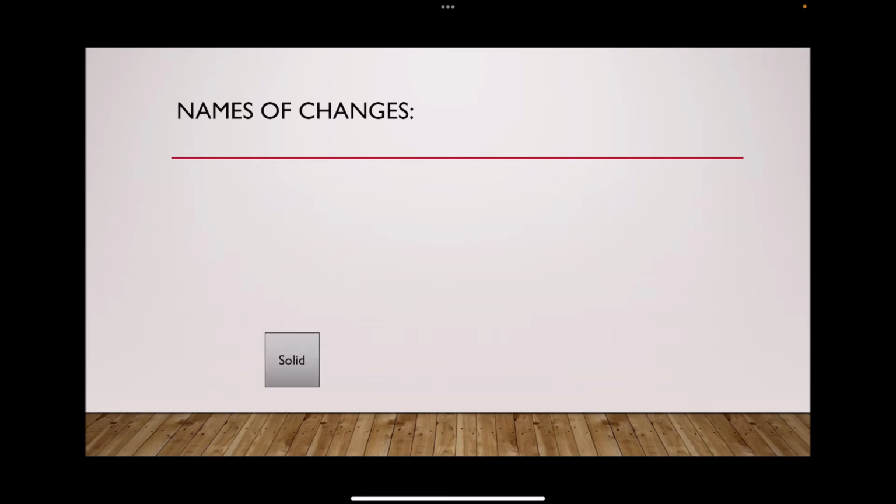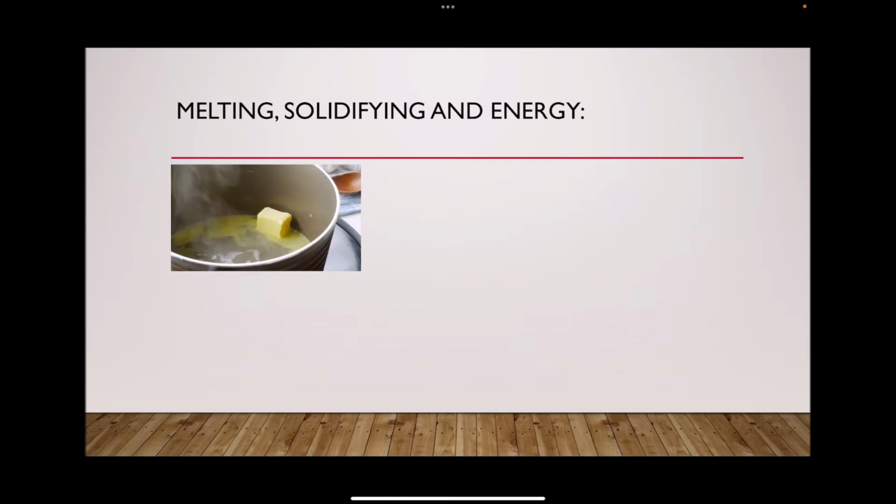If you have a solid and you turn this solid into a liquid, the process undergone is called melting. And the opposite process, so turning a liquid into a solid, is called solidifying or freezing. The state of a substance doesn't change randomly, but we either have to heat the substance or to cool it down. In other words, changes of state involve energy changes.